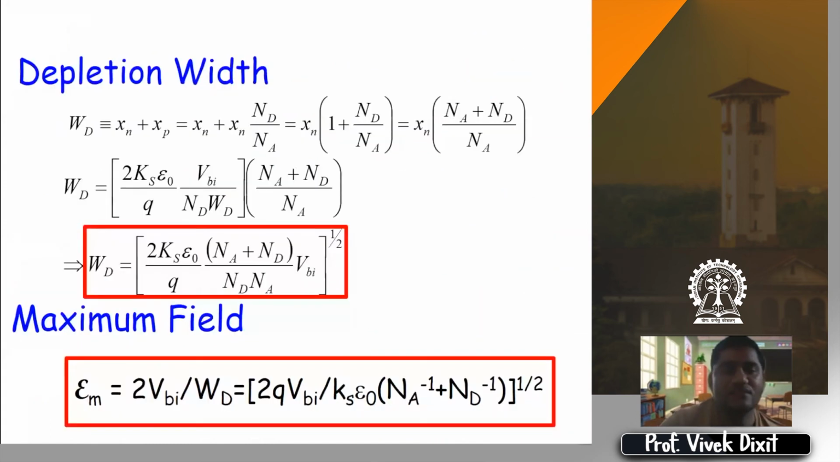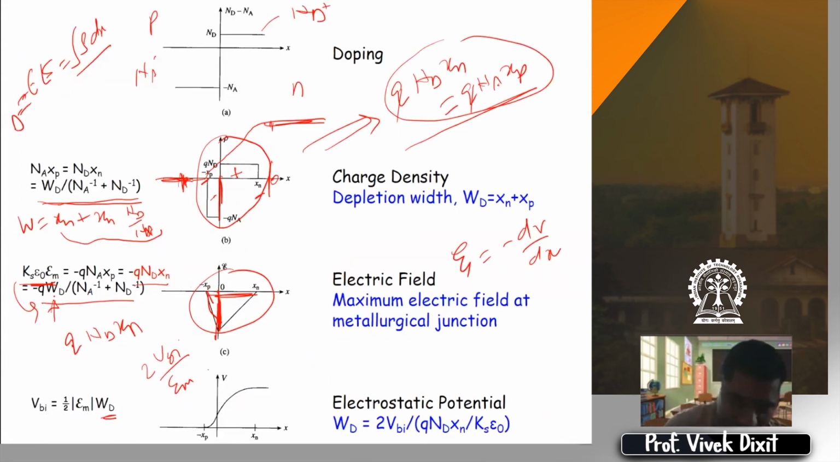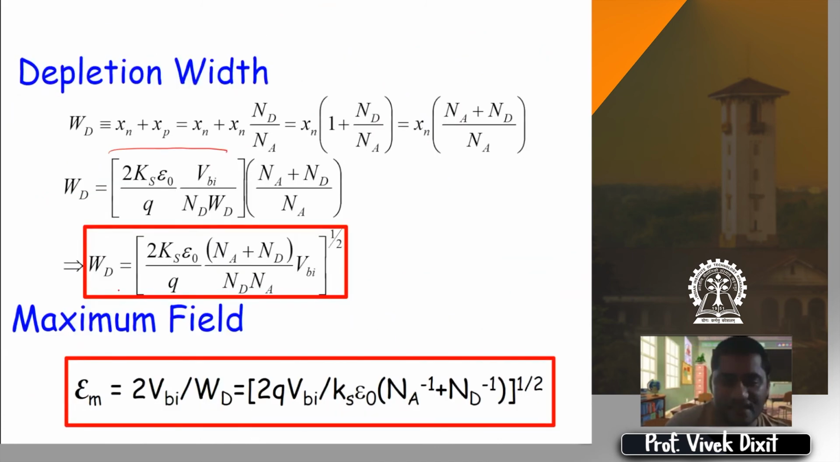But if you want to see the exact expression of WD, you can substitute WD as XN plus XP. You can directly substitute the WD from here, or write XN plus XP, and then your depletion width depends on 2 epsilon times (Na plus ND) by (Na ND) times VBI by Q. So that means your depletion width will increase if your VBI increases, that means your Na or ND, the doping increases, right? And it's also related to doping directly, right?